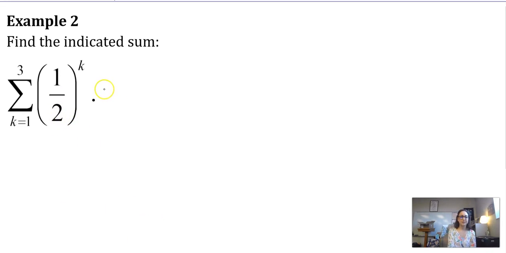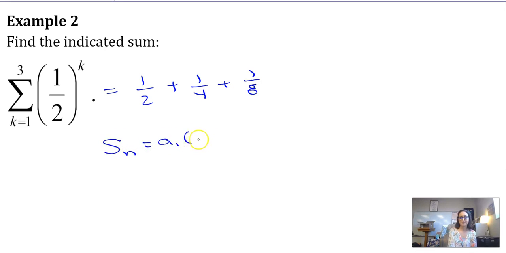ratio. Now, there's not very many terms here, but let's go ahead and find the first couple terms. So if I plug in 1 for k, I would get 1/2. If I plug in 2 for k, I get 1/4, and if I plug in 3 for k, I get 1/8, right? So the first term is 1/2, and what is your common ratio? Also 1/2. All right, so my formula goes that the sum of the first n terms is equal to the first term times the quantity of 1 minus r to the n all over 1 minus r.